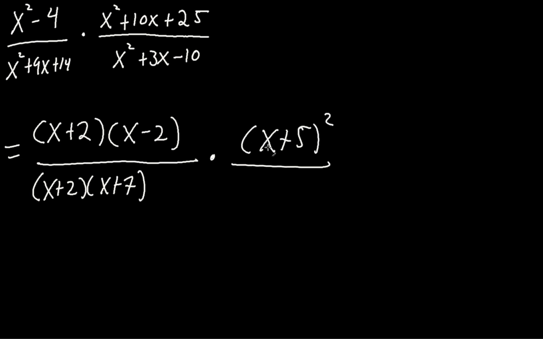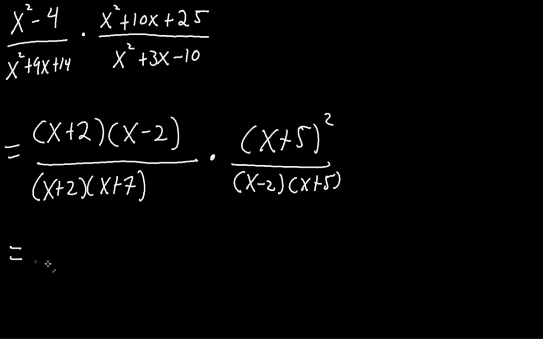2 times 5 is 10x, and 2 times x is 2x, so that is a perfect square. And then x squared plus 3x minus 10. Well, I need the factors of negative 10 that would add to 3. It seems like 5 and 2 seem to work. Since I need them to add to be positive, I'm going to have to go x minus 2, x plus 5. Those multiply to negative 10 and add to positive 3.